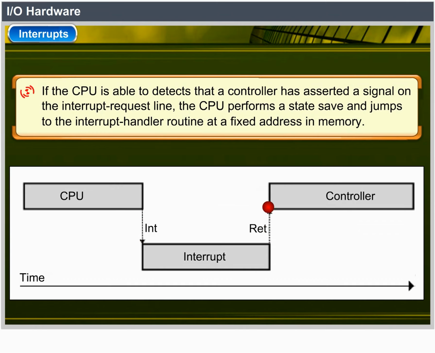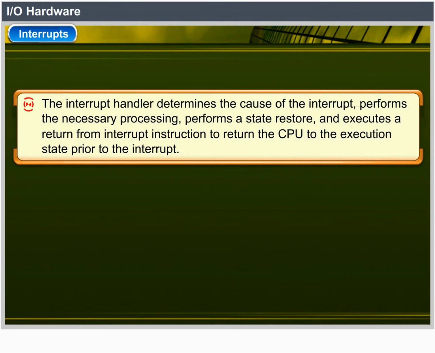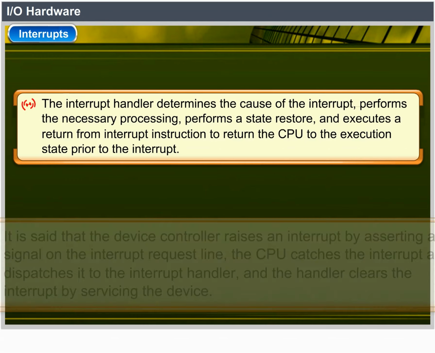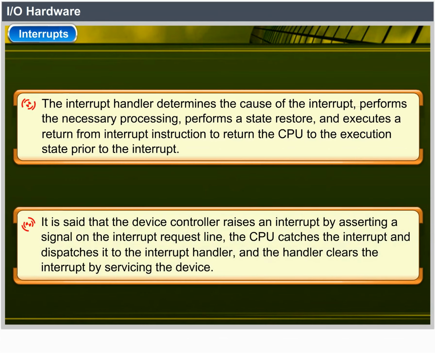The interrupt handler determines the cause of the interrupt, performs the necessary processing, performs a state restore, and executes a return from interrupt instruction to return the CPU to the execution state prior to the interrupt. We say that the device controller raises an interrupt by asserting a signal on the interrupt request line. The CPU catches the interrupt and dispatches it to the interrupt handler, and the handler clears the interrupt by servicing the device. Figure summarizes the interrupt-driven input-output cycle.